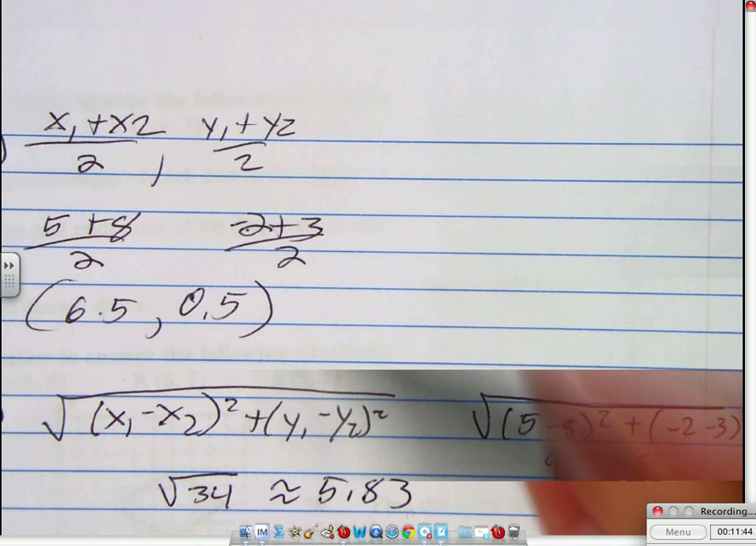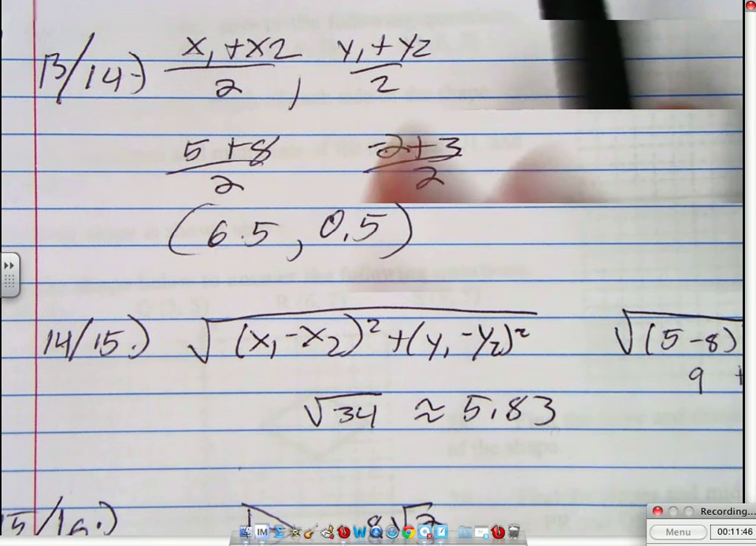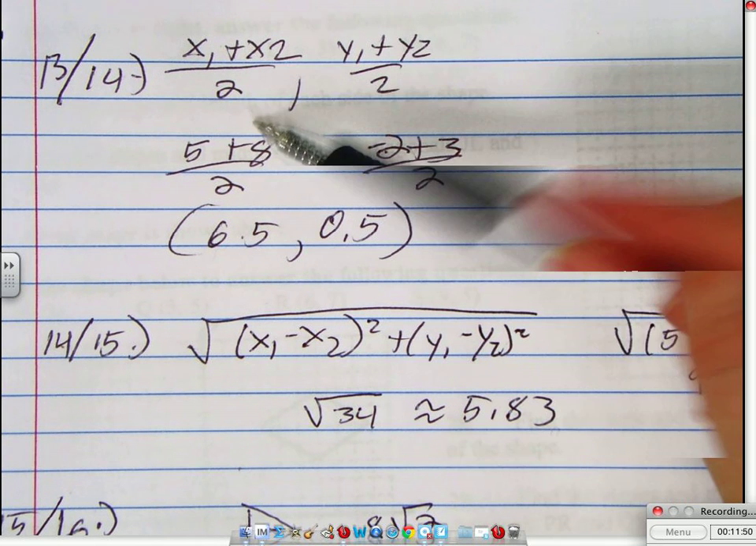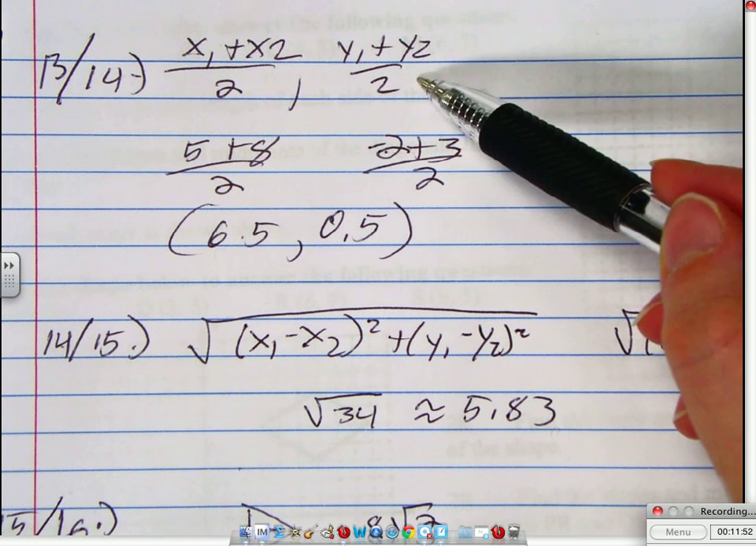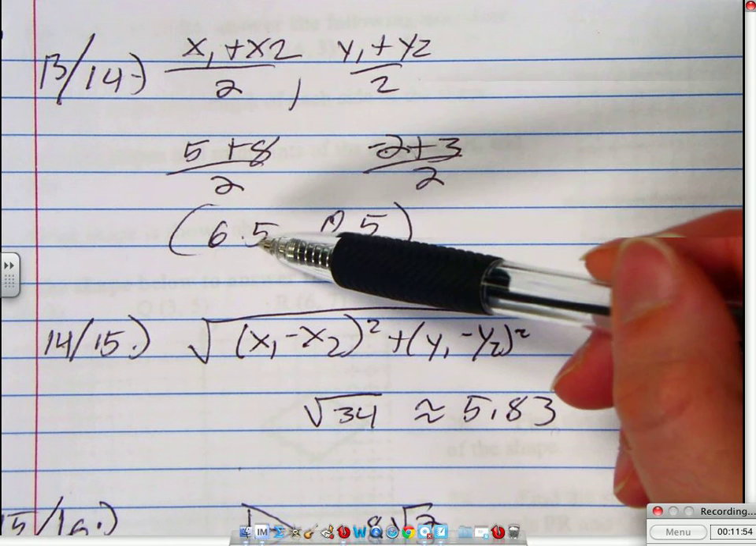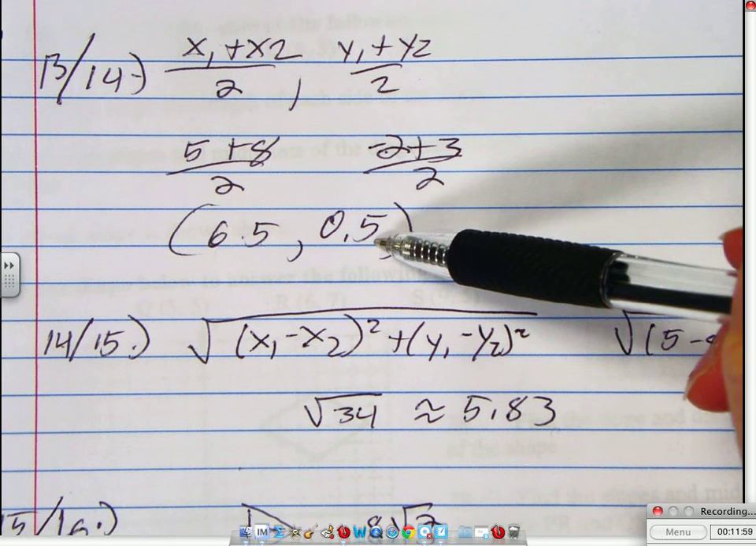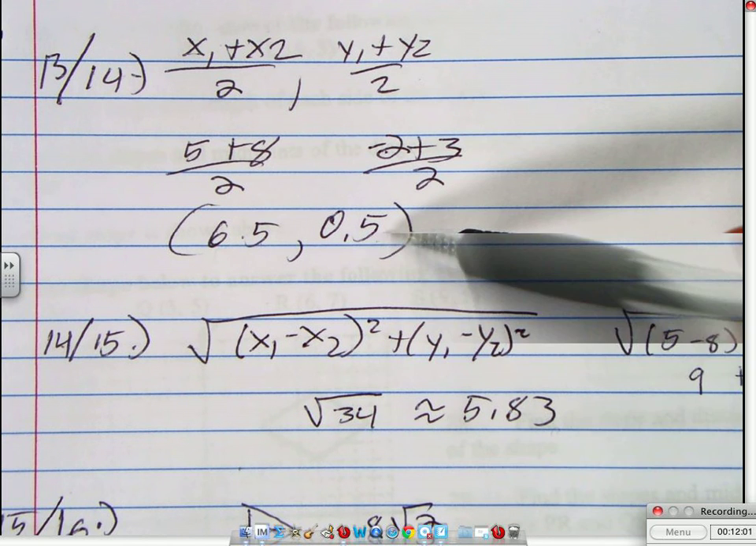The midpoint formula, which is going to be on your formula sheet that I will hand you. You add the x's together, divide by 2. Add the y's together, divide by 2. So 5 plus 8 divided by 2 is 6.5. Negative 2 plus 3 divided by 2 is 0.5. Okay.